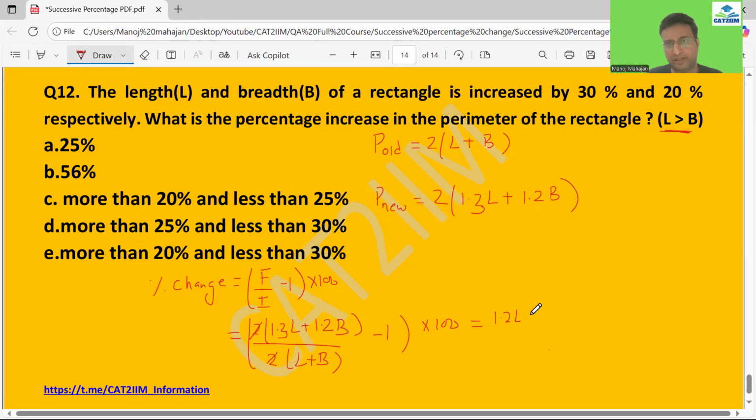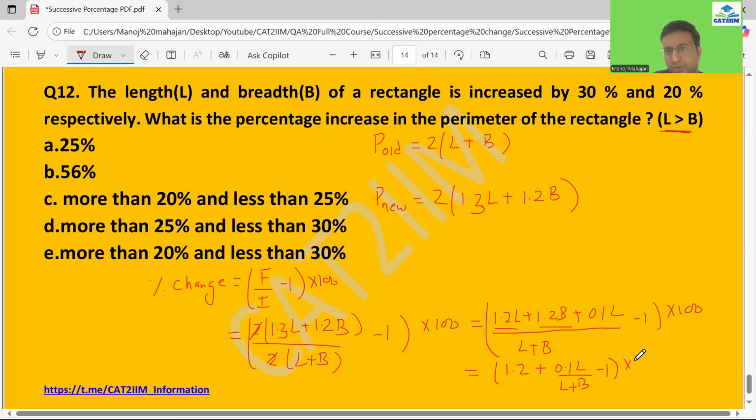1.2 L plus 1.2 B plus 0.1 L. If I do it separately, yes, we can do that. Minus 1 into 100. So let's use a basic approach out here. If we go further, 1.2 common we can take. That would be 1.2 into L plus B, divided by L plus B would give me 1.2. And over here, I would be left with 0.1 L divided by L plus B minus 1 into 100.